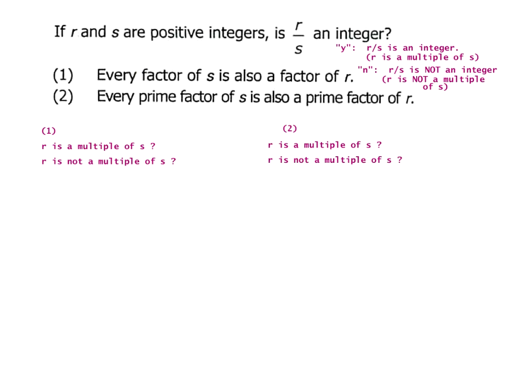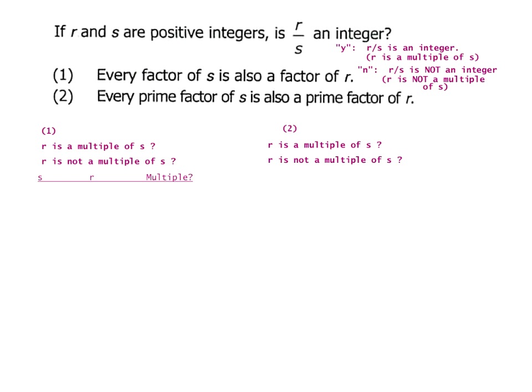Statement 1: every factor of S is also a factor of R. You might just abstractly realize what's going on here, but if you don't, all you've got to do is find a couple of cases and you'll see what's going on. So you want to find S first, and then try to pick some R. Let's start with some small numbers.